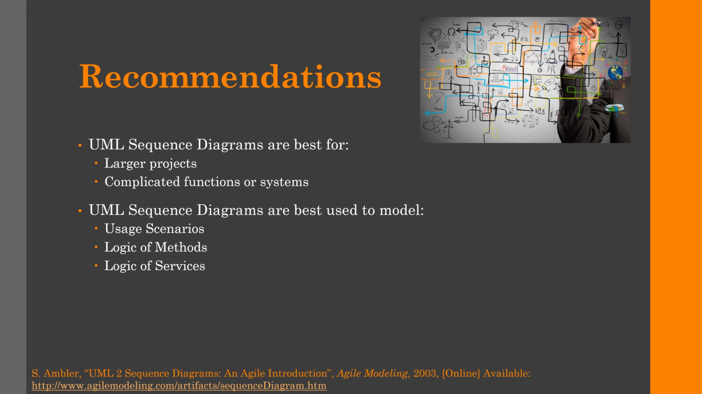UML sequence diagrams are best used to model usage scenarios, the logic of methods, and the logic of services. UML sequence diagrams can be interpreted as being visual object code, and as such, can be highly effective in modeling logic of functions or the processes associated with usage scenarios.